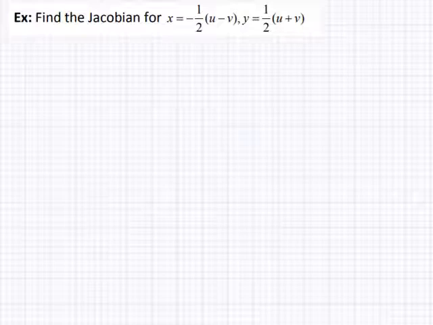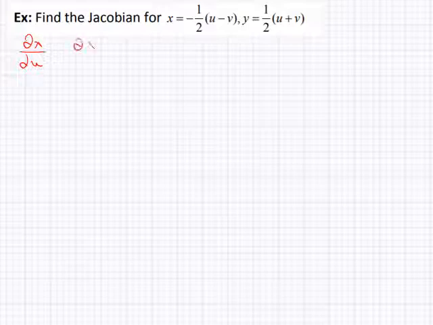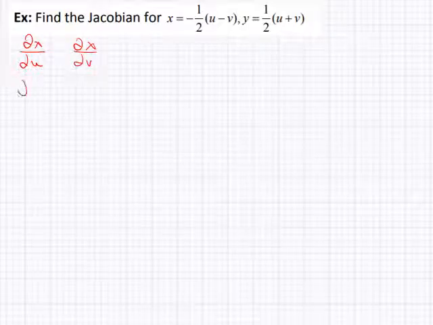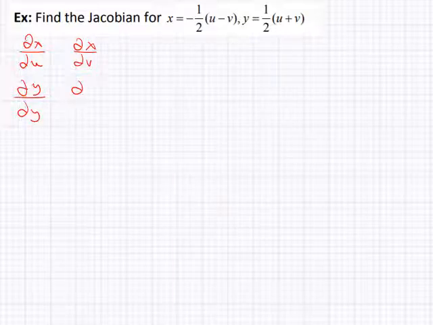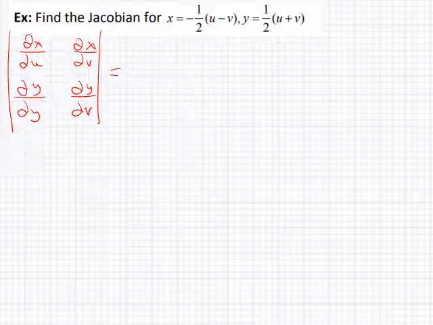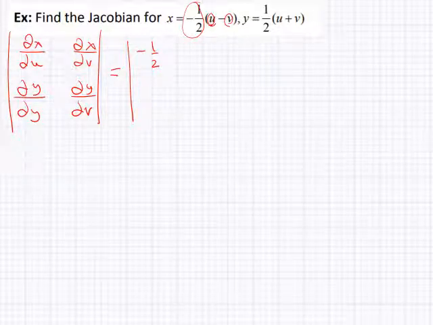And so if we look at this, we want to find the derivative of x with respect to u, the derivative of x with respect to v, the derivative of y with respect to u, and the derivative of y with respect to v. And so what happens here is x with respect to u is going to end up being a minus 1/2. Remember, v is a constant, so this would be minus 1/2 as a constant multiple. This would be 1. This would be 0. x with respect to v is going to be positive 1/2.